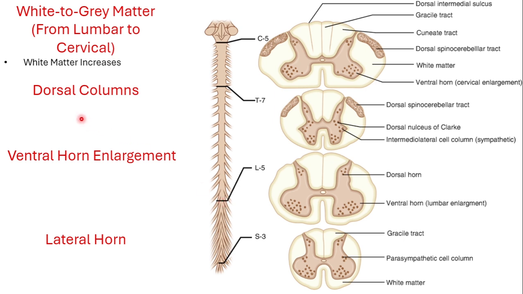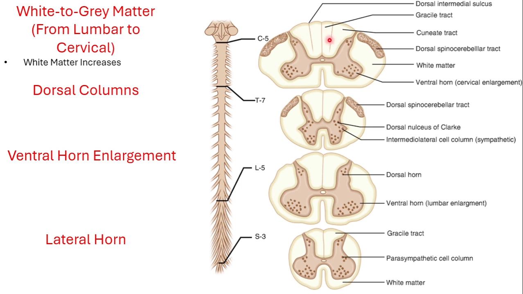The second factor is the dorsal column. The dorsal columns, and we're going to be talking about those in later videos, play a role in certain sensations such as pressure and vibration, etc. We basically have two types of dorsal columns. We have this medial one called the gracile tract, and we have the lateral one called the cuneate tract. The gracile tract is responsible for the sensations from the lower limb, and the cuneate tract is responsible for the sensations of the upper limb.